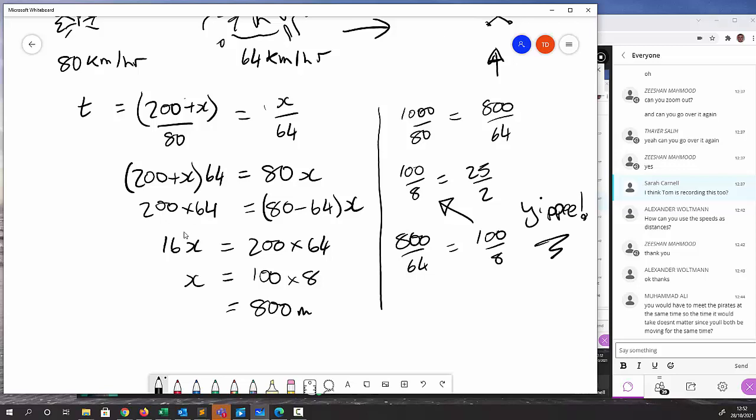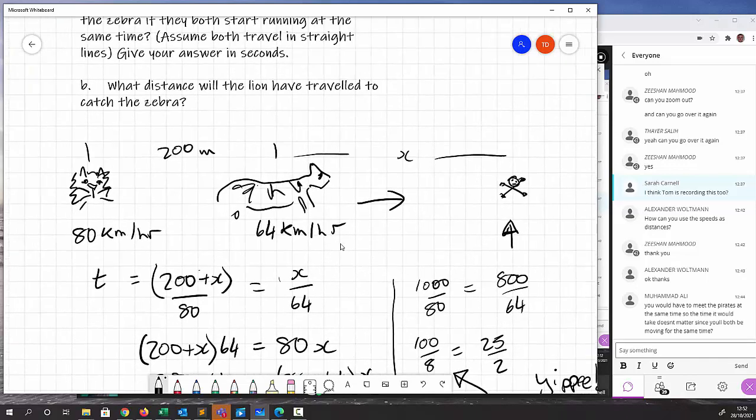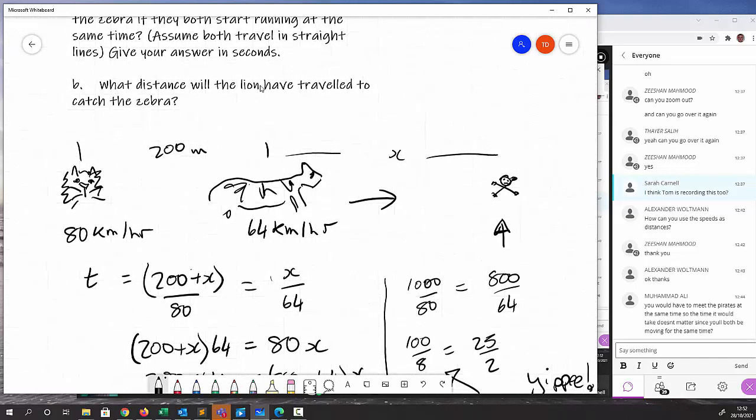Okay, so we now know the distance that each of them goes, and the second part of the question is, what distance will the lion have travelled to catch the zebra? Well, 200 meters plus 800 meters, it's going to have run a kilometre. So that's going to be 1 km.